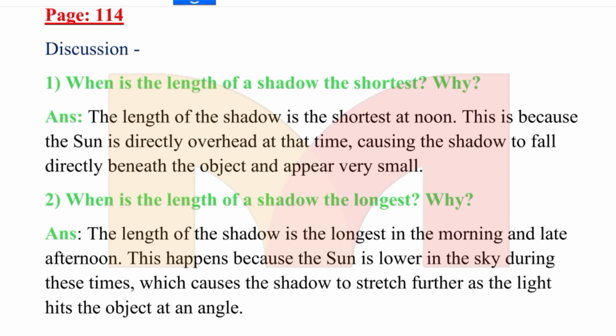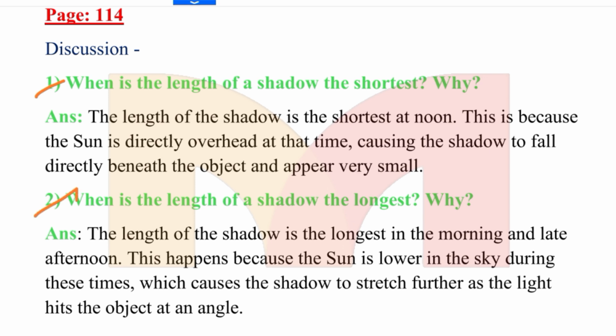Here is the answer. Number 1. When is the length of a shadow the shortest? Why? Answer. The length of the shadow is the shortest at noon. This is because the sun is directly overhead at that time, causing the shadow to fall directly beneath the object and appear very small.